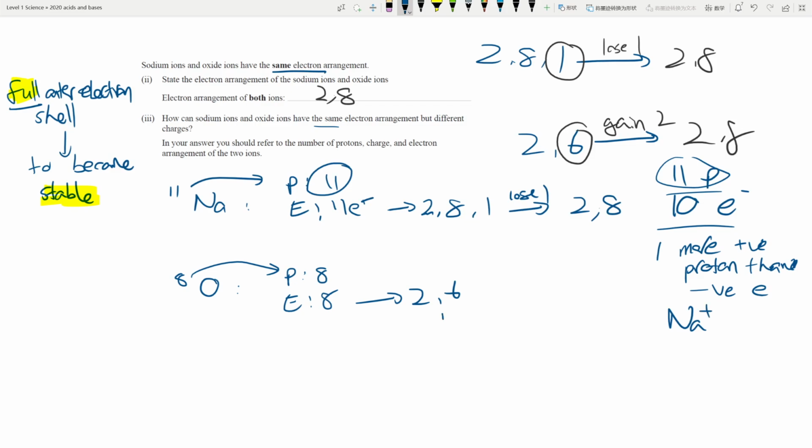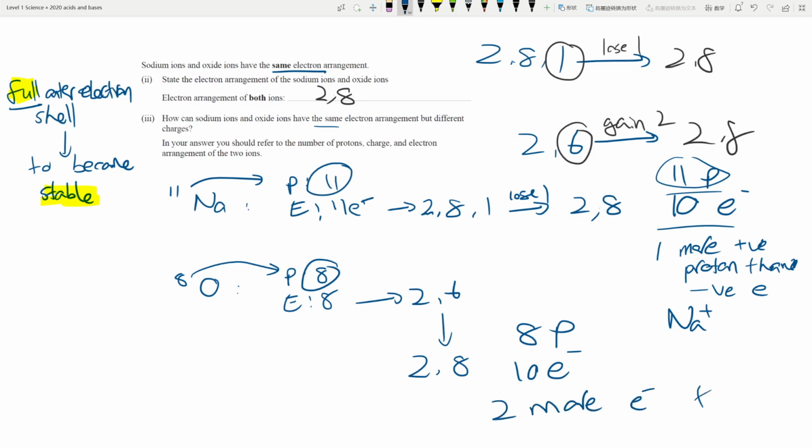In comparison, oxygen is 2,6, so it wants to become 2,8. So I still have 10 electrons, but I only had 8 protons to begin with. So as you can see, I have 2 more electrons than protons. What does that mean? That means I have 2 more negative charges, so it's going to be O2 minus.